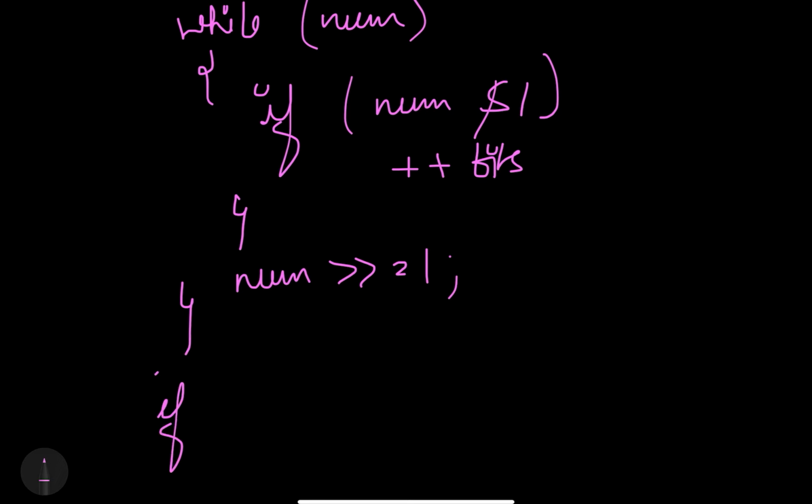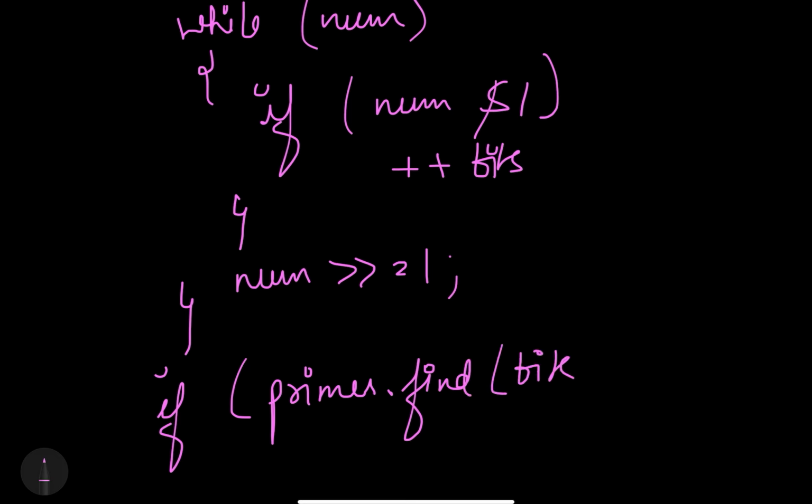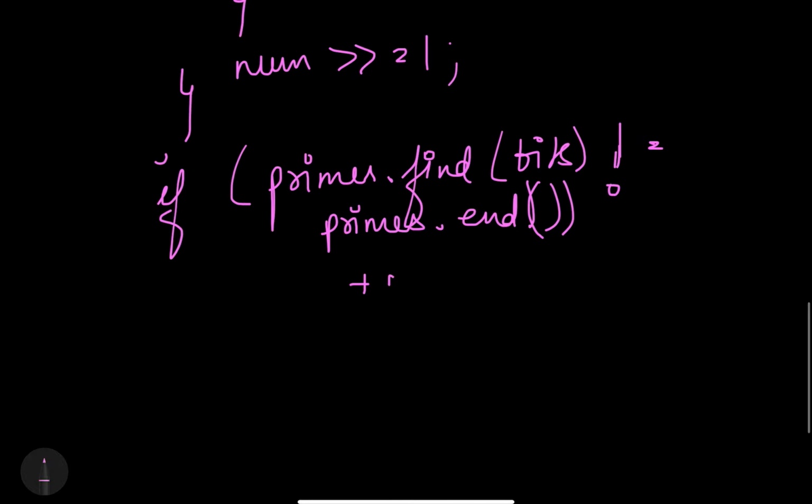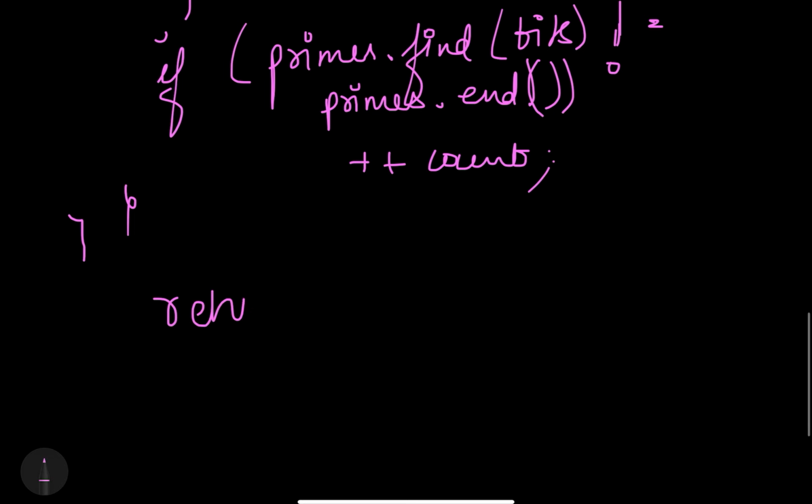Now we'll check if this bits count is in our set which we named primes. If it's not equal to primes dot end, which means it is present in that set, then we'll just increase our count. Okay, that's it, and at last we'll return our count variable.